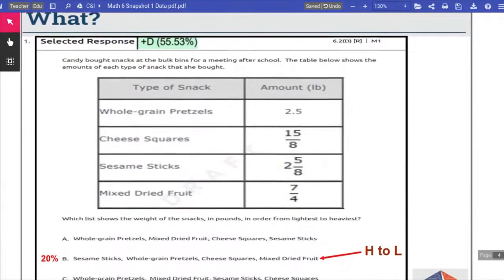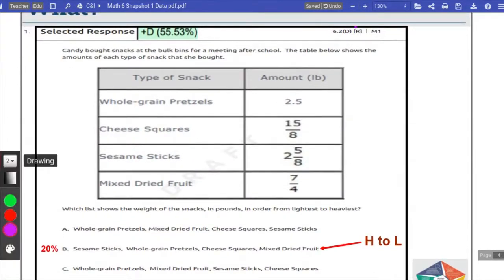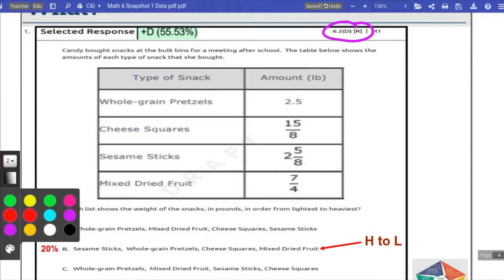All right, with that said, let's go ahead and dive in individually with the questions. So question 1 is the 6.2D standard, and that is 56%. Well, let's find out what really happened. They give the kids a table with a list of numbers. What they have to do is put it in order from the lightest to the heaviest.